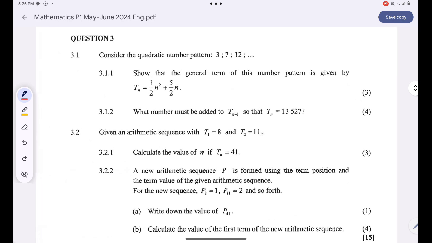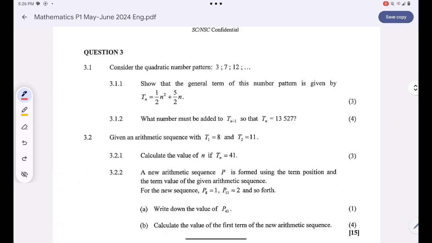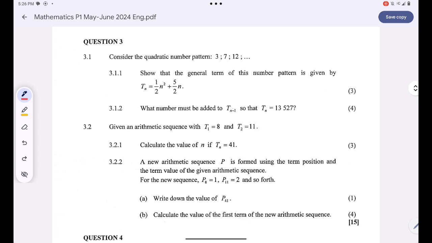I'll be doing the third question, guys, where I'm focusing on the May-June 2024 mathematics paper one. Obviously, I'll post 11 videos where I'm only focusing on paper one, and there will be videos on paper two as well. Okay, let's just get right into it.